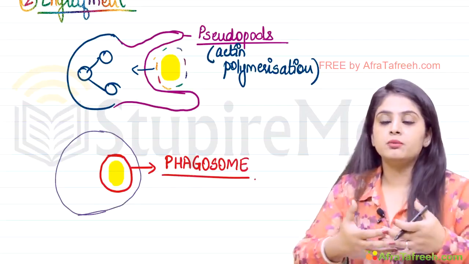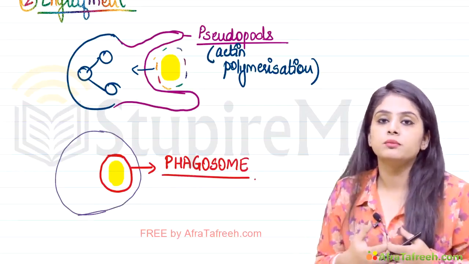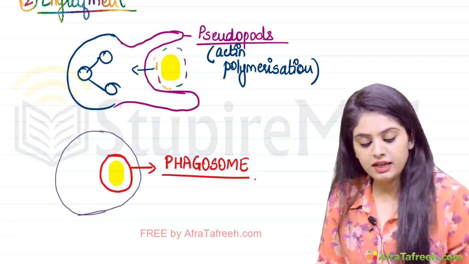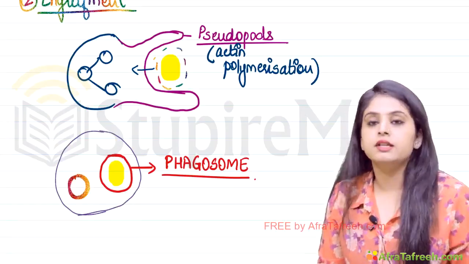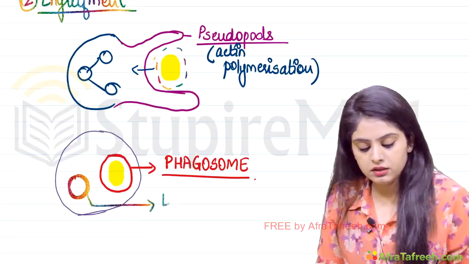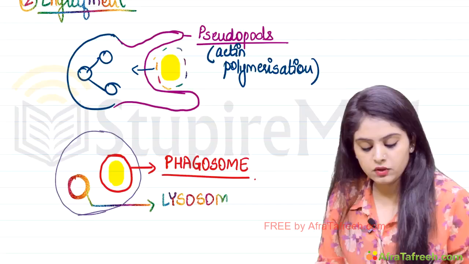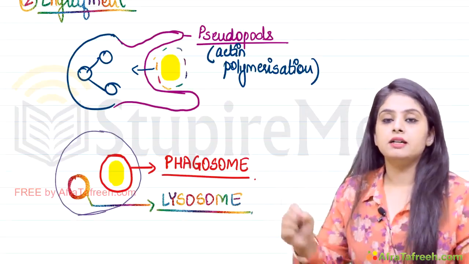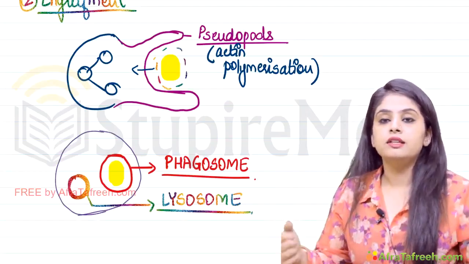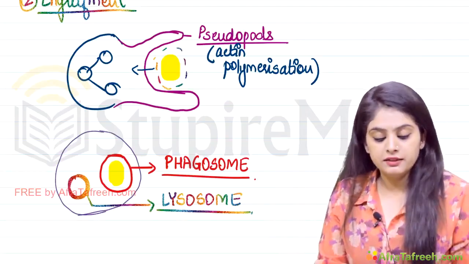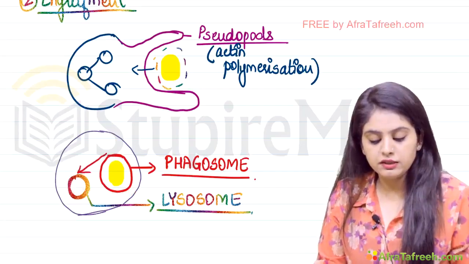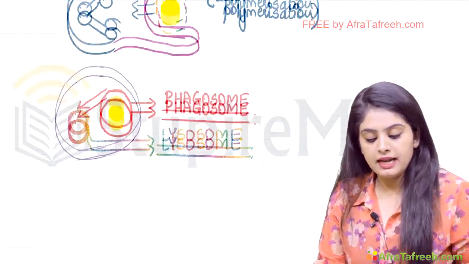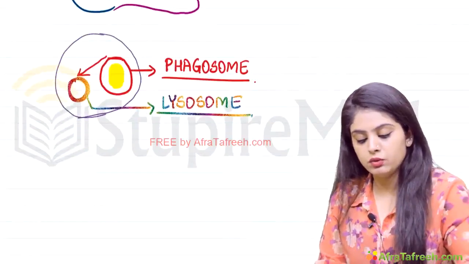When that bacteria has been brought inside the cell, that is a phagosome, right? Now all of us know that inside the cell we have an organelle known as the lysosome. So the phagosome has the bacteria, our cell has a lysosome. These are now going to fuse. The phagosome will move towards the lysosome. And ultimately these two are going to fuse with each other.